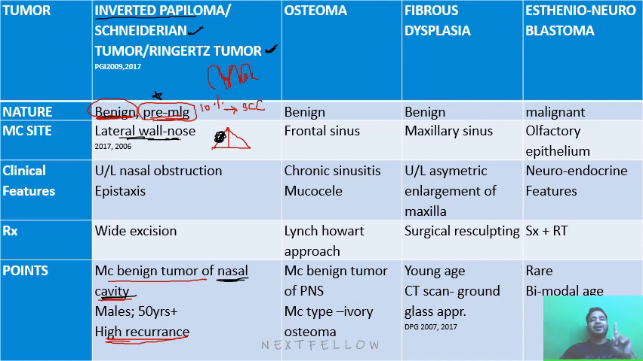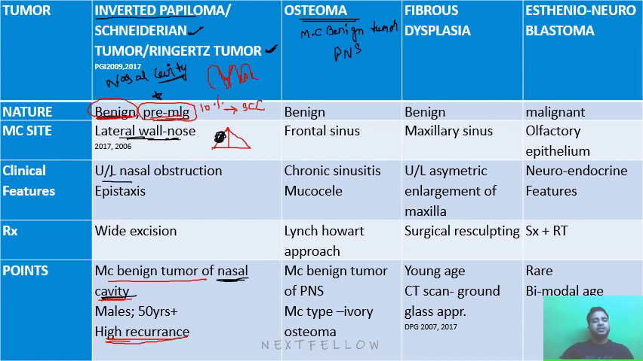If we talk about paranasal sinuses, then it is osteoma. Most common benign tumor of paranasal sinuses. And this is the most common benign tumor of nasal cavity. It is benign but pre-malignant.